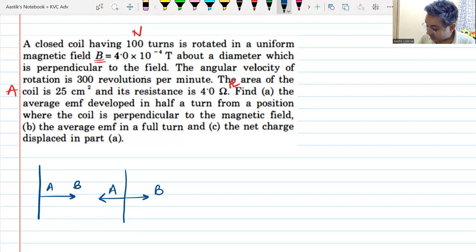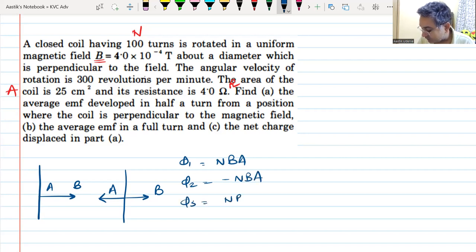So in case number one, the initial flux phi 1 is NB into A. In the second case, it becomes minus NBA. In the third case, it again becomes NBA. Yes or no? Everyone understands this? Yes, sir. Okay. So now you can easily find out the change in flux. Once you get the change in flux, you will be able to find out the induced EMF and so on. Do we understand this? Yes, sir. Everyone got this? Yes, sir. Okay, then.